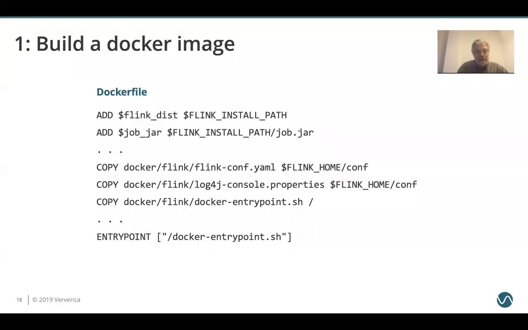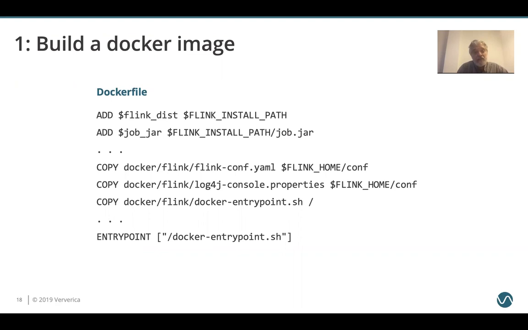So first of all, how do we build the Docker image? You describe a Docker image by writing a Docker file. And I've just shown a few key parts of that Docker file here so I can talk about them. You can see here at the top that the Docker file includes a complete Flink distribution. It also includes the jar for your application.